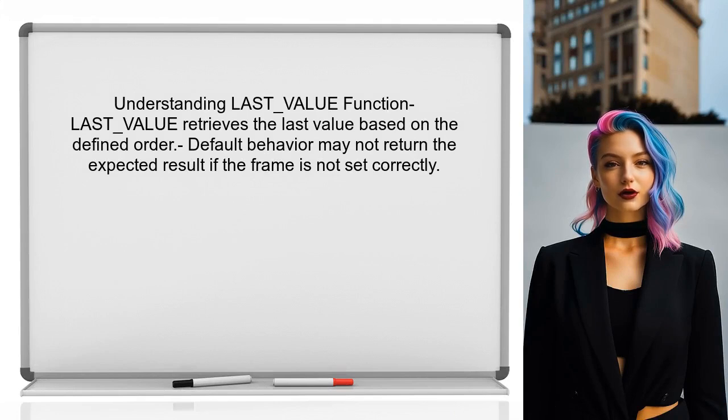To address the issue with the last value in the batch end column, the user should first understand how the last value function operates within the window frame. By default, it retrieves the last value of the specified column based on the order defined in the window.